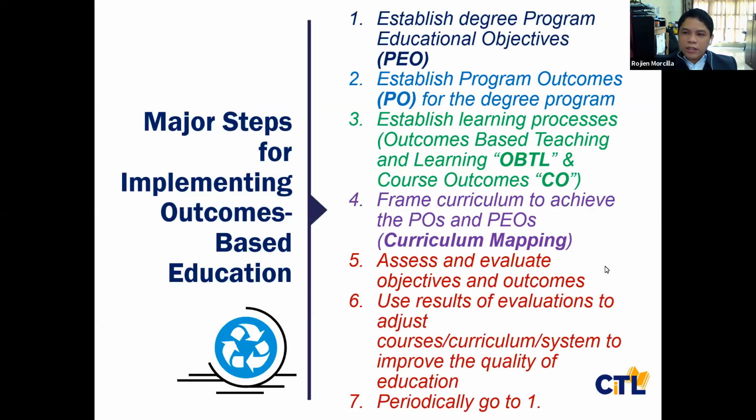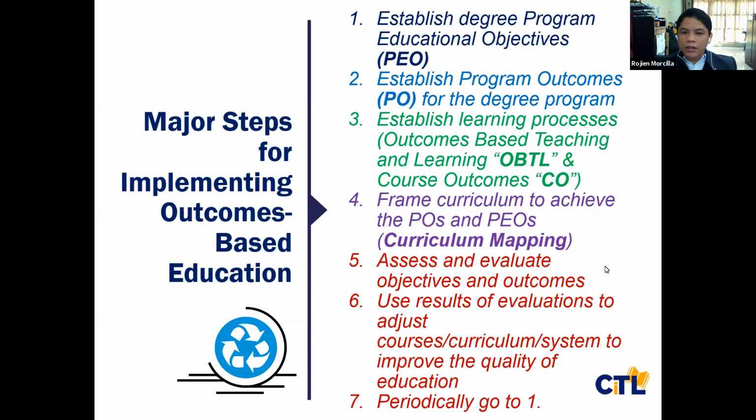So asa di ay si CQI mosulod? Si CQI is 5, 6, and 7. Okay? So we feel focused today, since we are already done with 1, 2, 3, and 4. What we are going to focus today is on number 5, number 6. Basically number 5 and number 6, because number 7 is we go back to 1 when we establish already what is the result of evaluation. So today we will develop our CQI plan. How do we assess, how do we evaluate our objectives and outcomes?